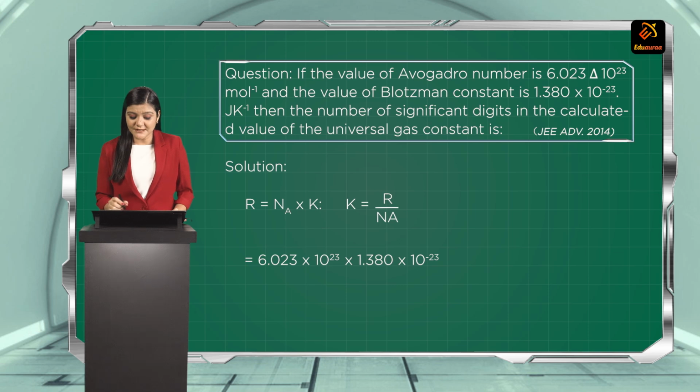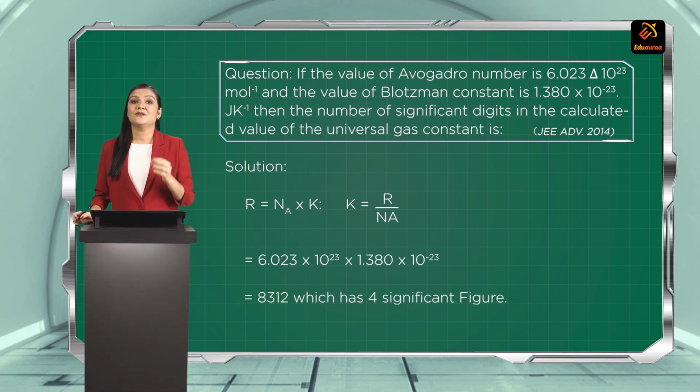Now, in the question it is given that we have to calculate the number of significant digits. In the answer, we are getting 8.312. So, significant digits are 8, 3, 1 and 2. Total 4 significant digits are given. So, answer is 4 significant digits. Let's see the next question.